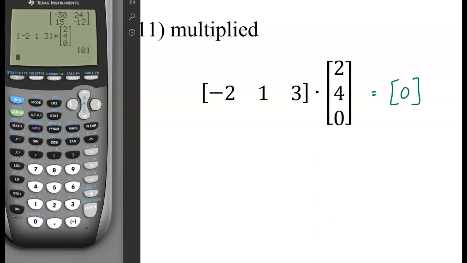If you wanted to know how to do this one by hand, remember we're multiplying the rows of the first times the columns of the second. So in our row, there are 3 entries, meaning this is how I know this time I will be adding, because there are multiple entries within the row. So what I do is I take the row's first entry times the column's first entry, negative 2 times 2, and I get negative 4, plus the row's second entry times the column's second entry, plus the row's third entry times the column's third entry. And then negative 4 plus 4 is 0.